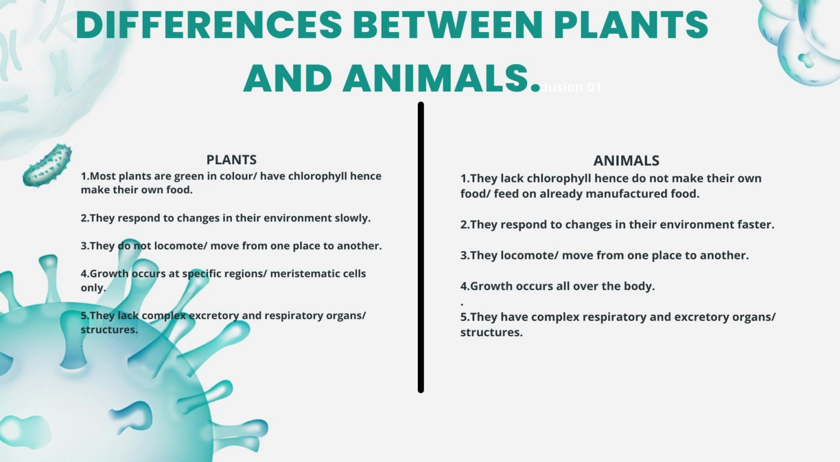The last difference between plants and animals is based on nutrition, whereby the plants manufacture their own food through a process known as photosynthesis, because they have a pigment known as chlorophyll. While animals, because they lack chlorophyll, usually depend on manufactured food. So the animals do not make their own food because they lack chlorophyll.